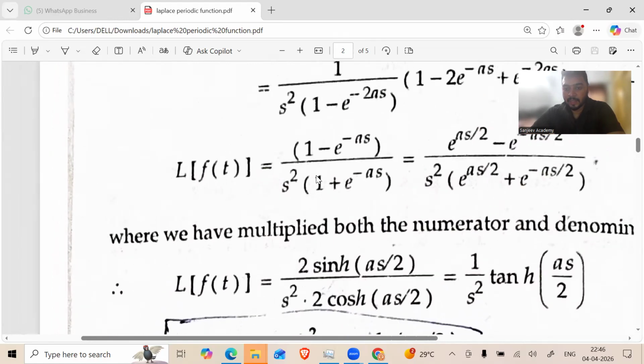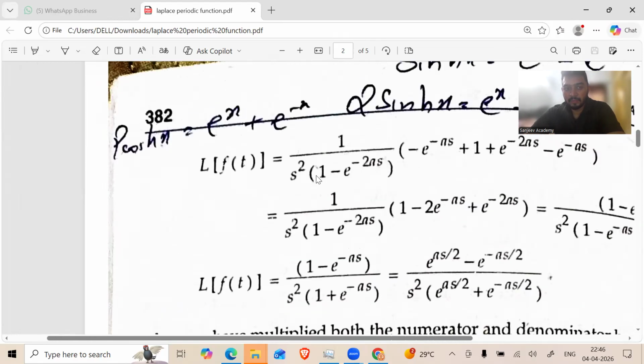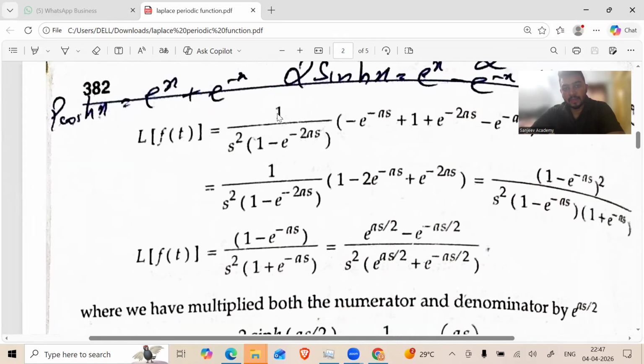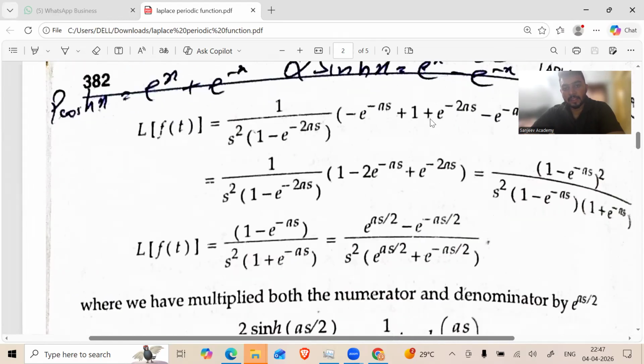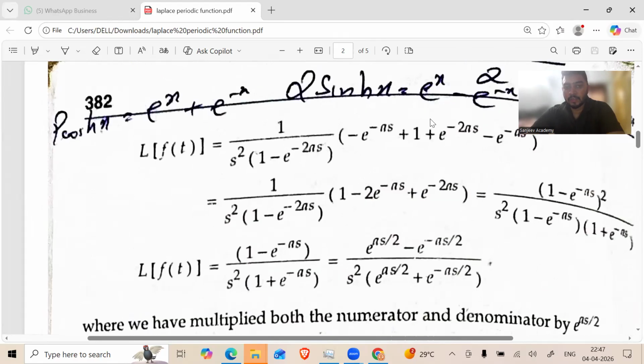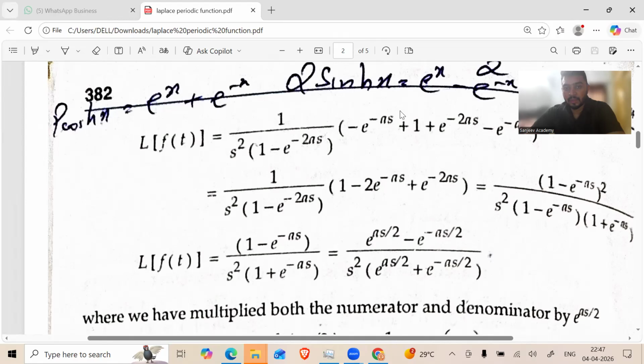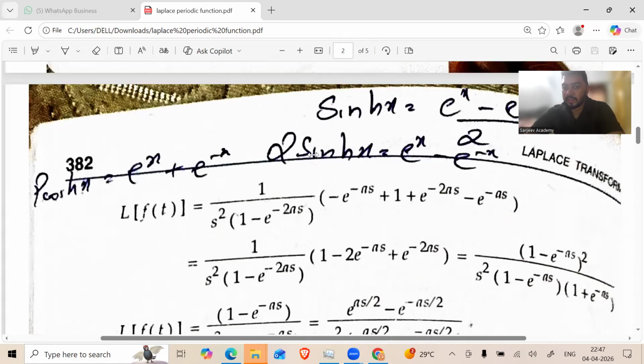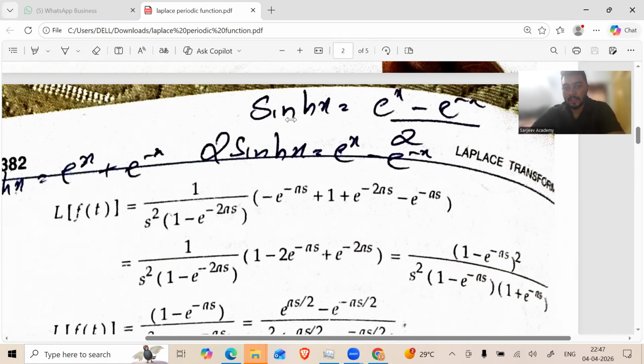Correct? Then we have a formula. e power x plus e power minus x, and e power x minus e power minus x, that is 2 sin hx. So the Laplace transforms are not hyperbolic, so we can just ignore the h. Okay. So e power x minus e power minus x is what? 2 sin hx. This is a general formula, a hyperbolic formula. Okay, so sin hx is equal to what? e power x minus e power minus x by 2. So 2 sin hx is what? e power x minus e power minus x.